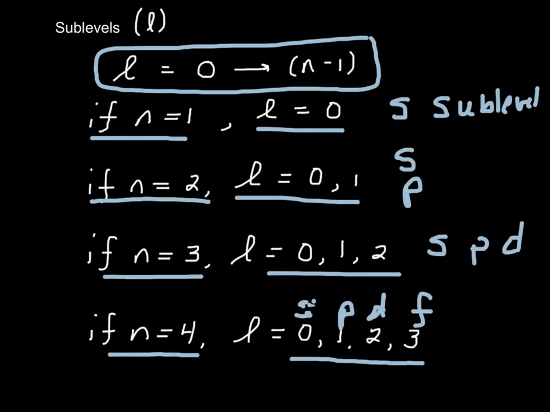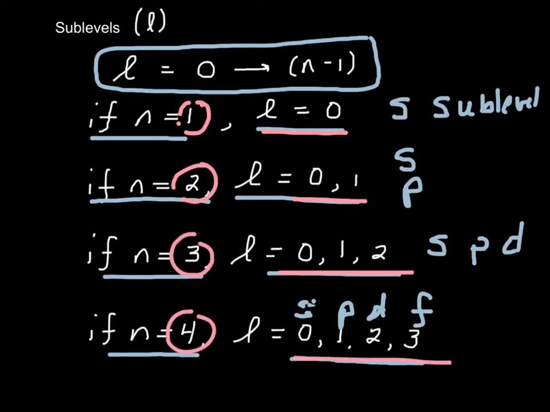So you might notice that whatever the energy level's number is, that's the number of sublevels it has. So for n equal to 1, it has 1 sublevel. For n equal to 2, it has 2 sublevels. N equal to 3 has 3 sublevels. N equal to 4 has 4 sublevels.